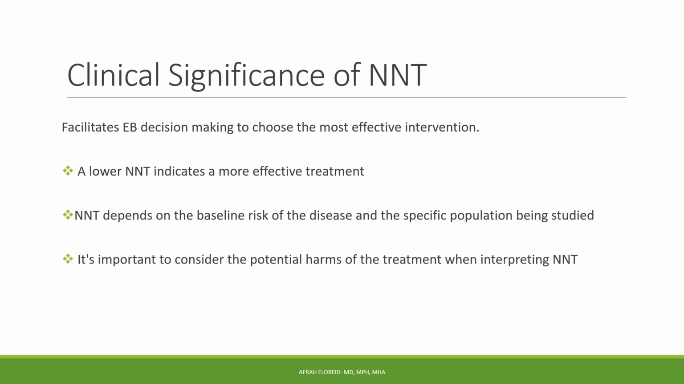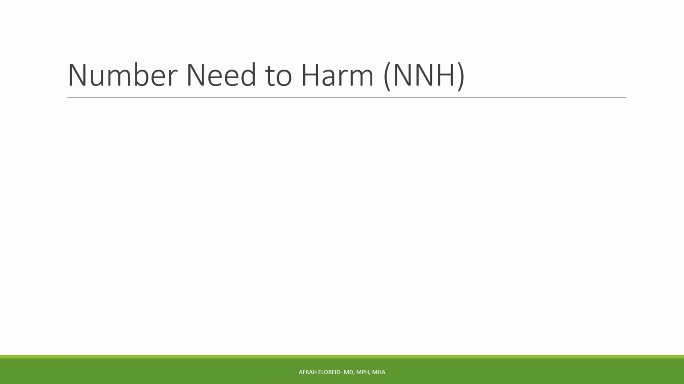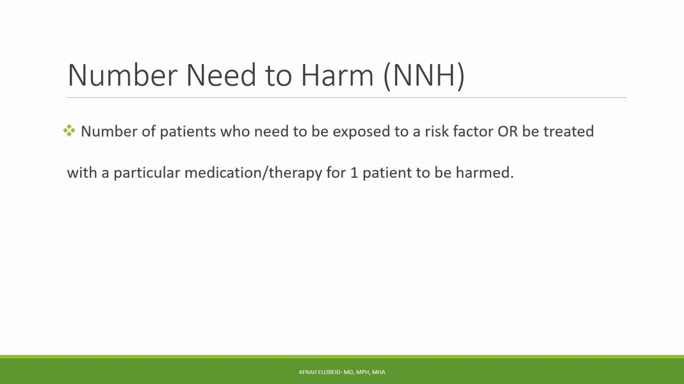So it's important to consider the benefit and the harm when we make our informed decision and the evidence-based decision. So now we will talk about another concept interrelated to the number needed to treat, which is the number needed to harm. It's kind of the same concept, but this time we will measure the number needed to harm. And it's defined as the number of patients who need to be exposed to a risk factor or to be treated with a particular medication for one patient to be harmed.